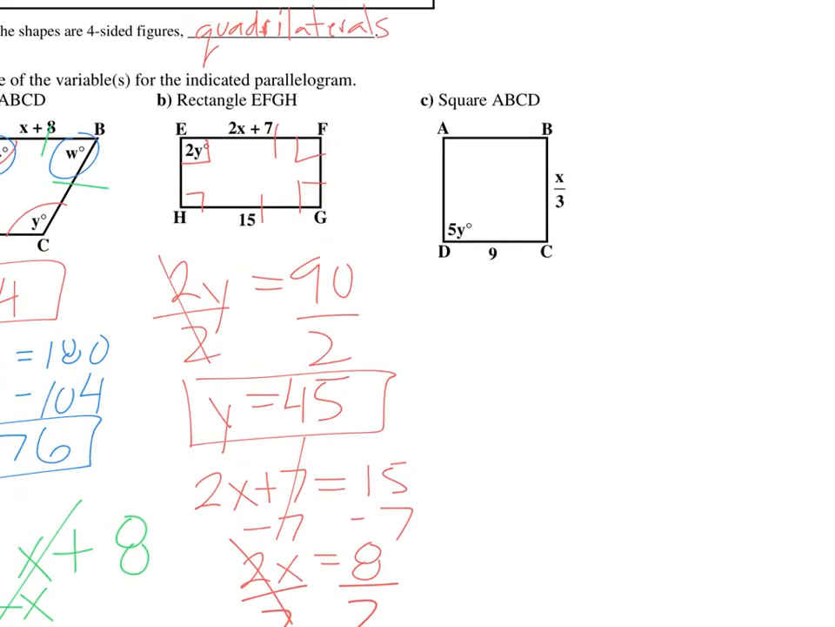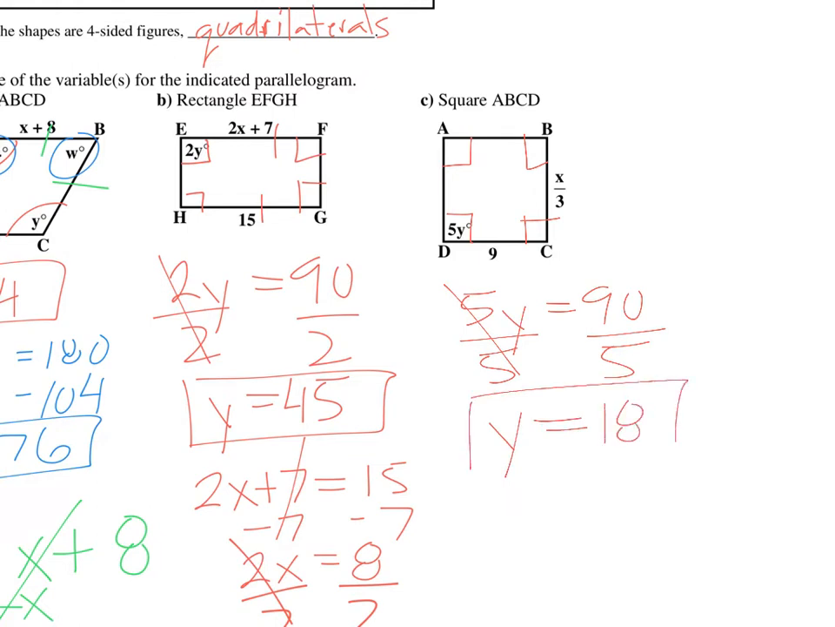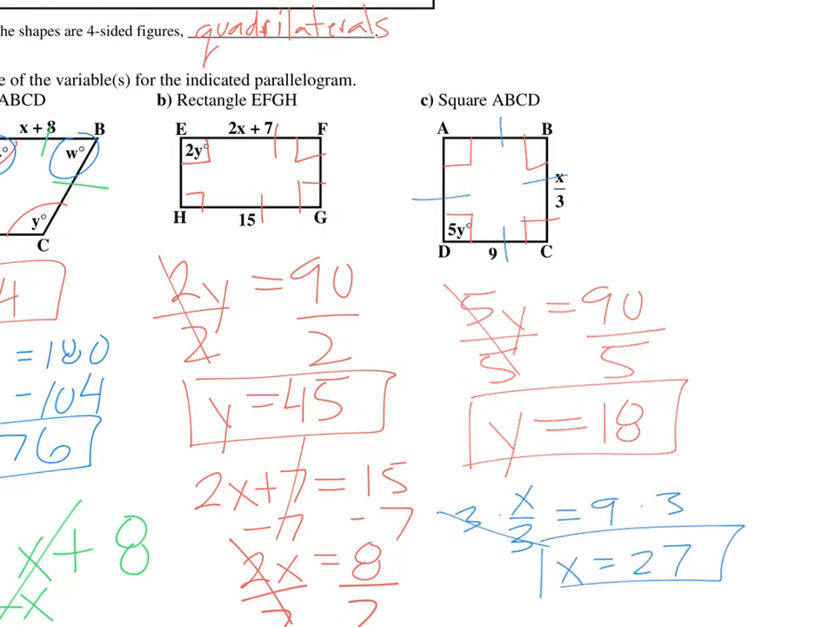All right, for the next one, I have a square. So I know all the sides are the same and all the angles are the same. These are all 90. So 5y is equal to 90. Divide by 5. How many times does 5 go into 90? 18 times. All right, and then I know all the sides are the same. So x over 3 is equal to 9. Multiply by 3 on both sides, and x is equal to 27. Done.